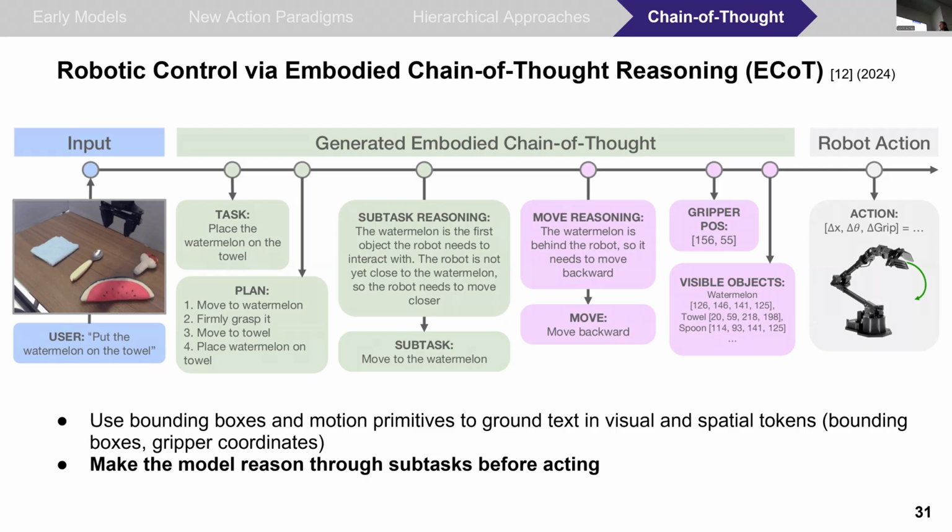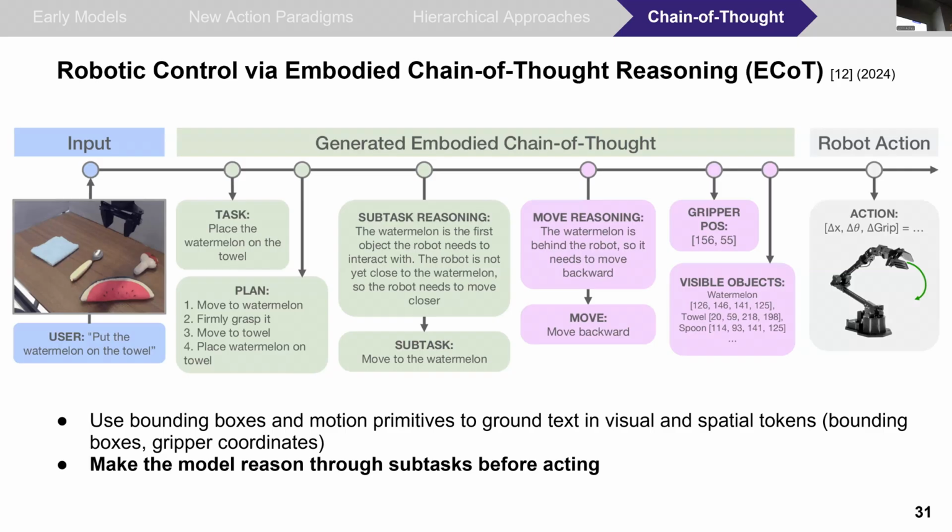So following this example from left to right, you have the user that says, put the watermelon on the towel, and you have this input image. And the model extracts the task from that and says, place the watermelon on the towel. It comes up with a plan. And then it has to do some subtask reasoning for this first step. So it says the watermelon is the first object the robot needs to interact with. The robot is not yet close to the watermelon, so the robot needs to move closer.